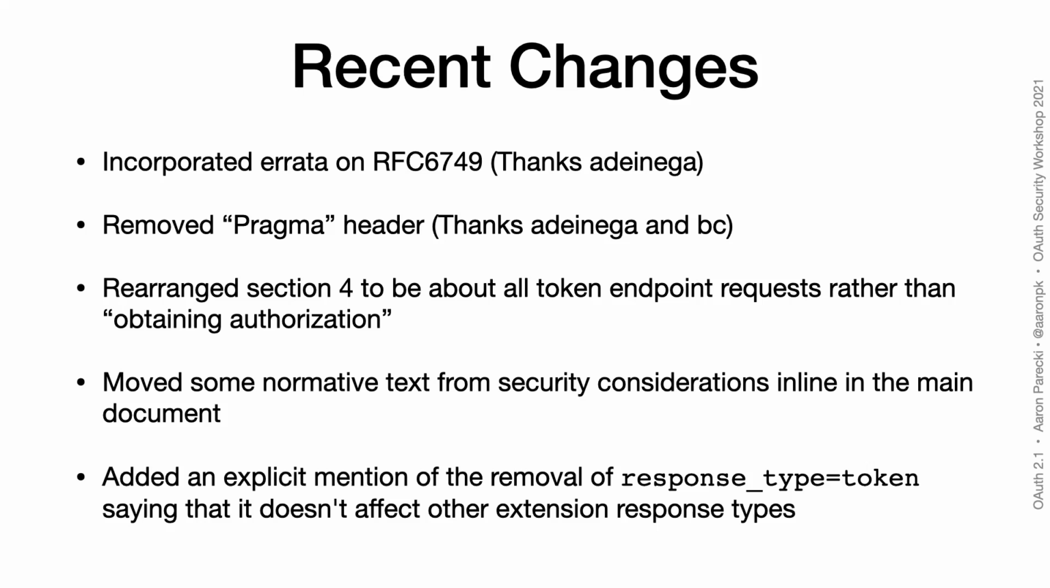So in the first version of this, we basically just deleted the whole section about the implicit grant, leaving it out completely, which did open up some questions or led to some possible confusion. So there is now a new section in there that explicitly says why this was removed and that it doesn't affect other extensions that may have been extending response type in other ways.